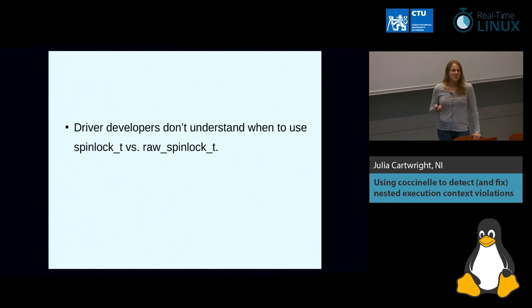One conclusion I draw from this is I don't think driver developers really understand when to use spin lock and when to use raw spin lock. I don't think that's well understood. So often the proposed fix to these bugs that pop up is, well, we'll just convert this to a raw spin lock, right? Because that's what you do. And that's not good for RT. So I think there's some gaps here.